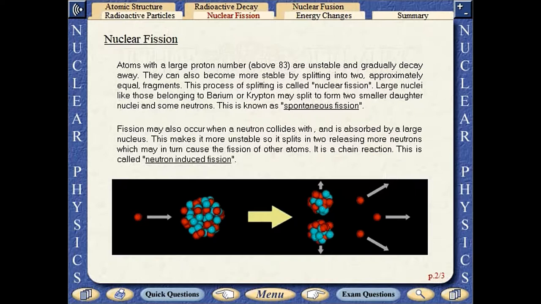Large nuclei, such as those belonging to barium or krypton, may split to form two smaller daughter nuclei and some neutrons. This is known as spontaneous fission. Fission may also occur when a neutron collides with and is absorbed by a large nucleus. This makes it more unstable, so it splits in two, releasing more neutrons, which may in turn cause the fission of other atoms. It is a chain reaction. This is called neutron-induced fission.